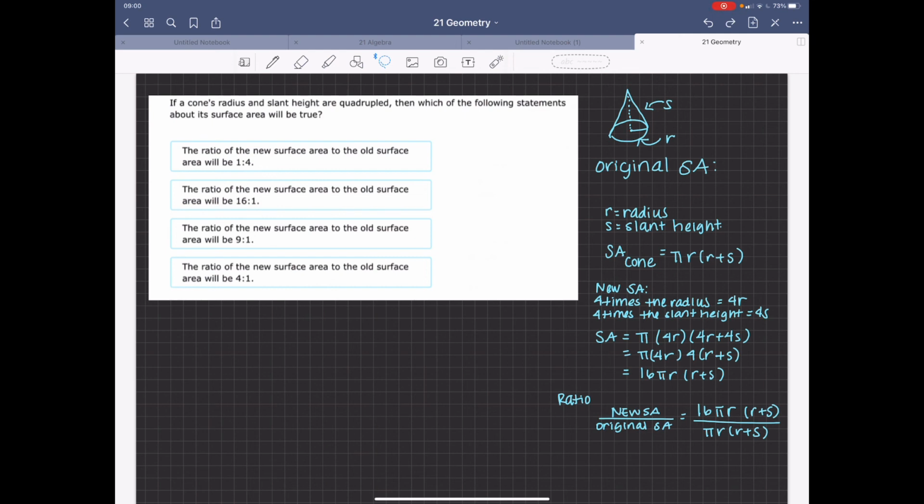And then when I eliminate those, the pi's go away, the R's, and then the R plus S is a whole group, so the whole thing goes away. And then I'm left with 16. Now, if we go back and look at our solutions, the only one that says 16 is: the ratio of the new surface area to the old surface area will be 16 plus 1.